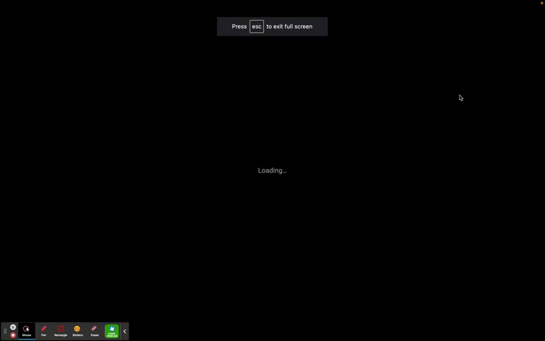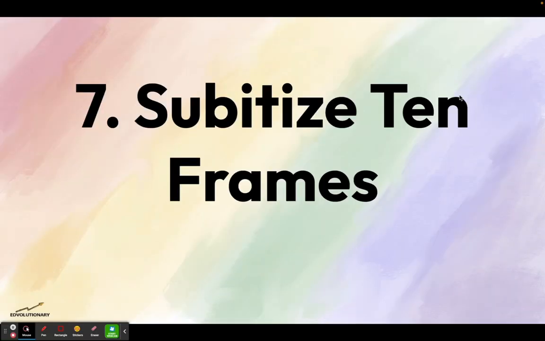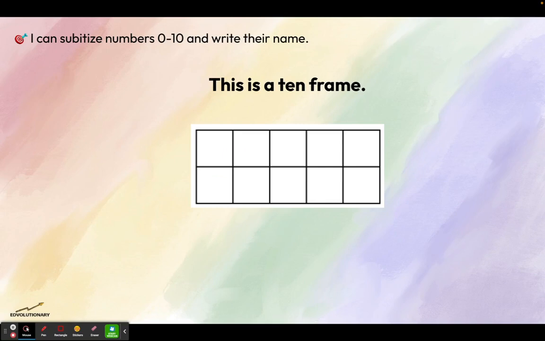All right, week 7, Subitize 10 frames. So this week we open up a bit of a challenge for students who are ready for it. We're not just looking at quantities, but we're starting to build the foundation of seeing quantities as composed of other numbers as well. So the first thing you'll do is introduce the 10 frame.